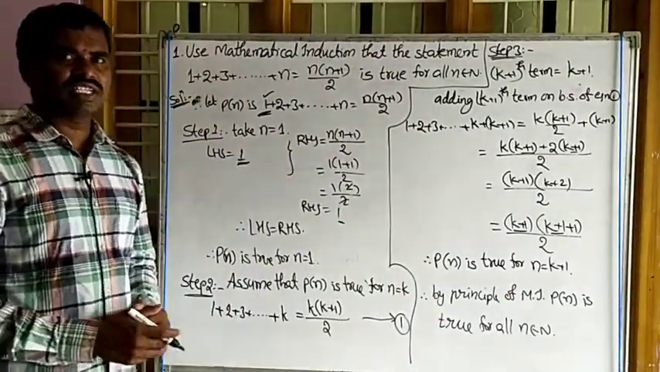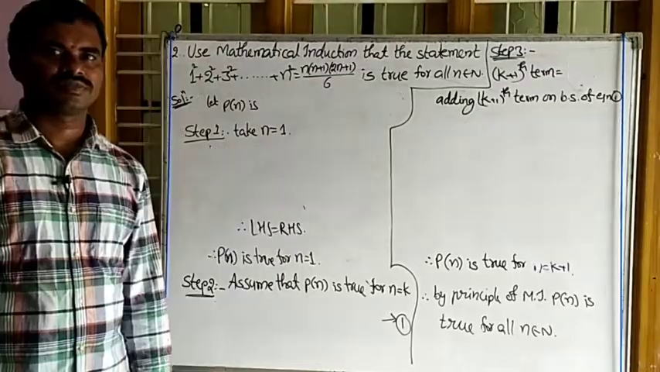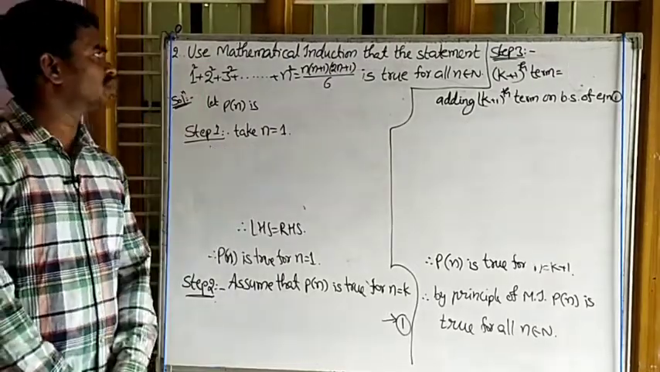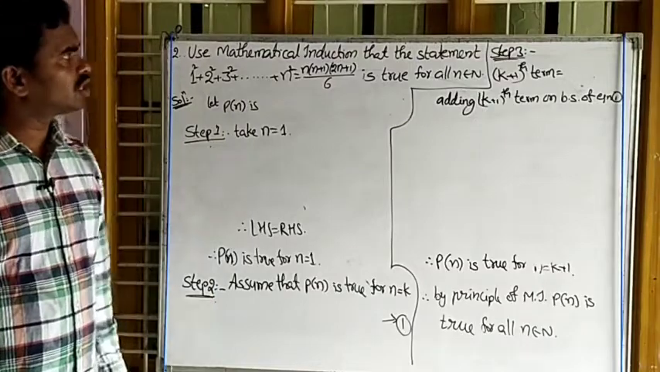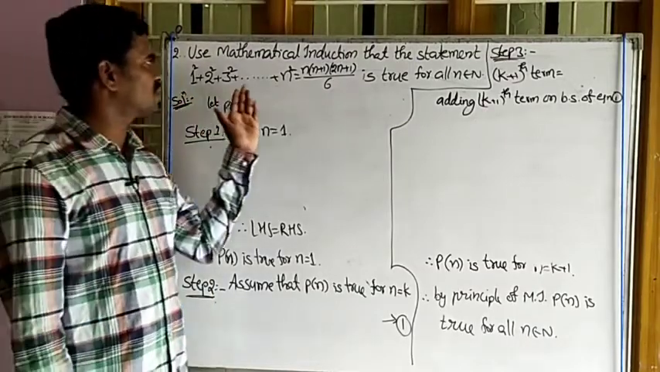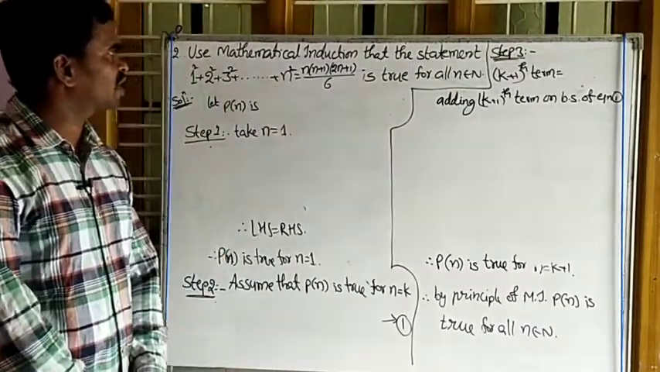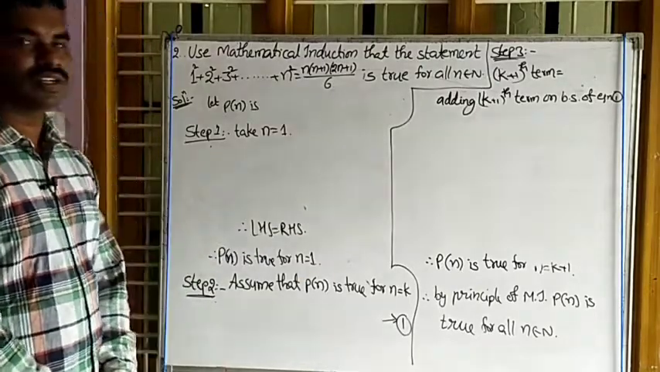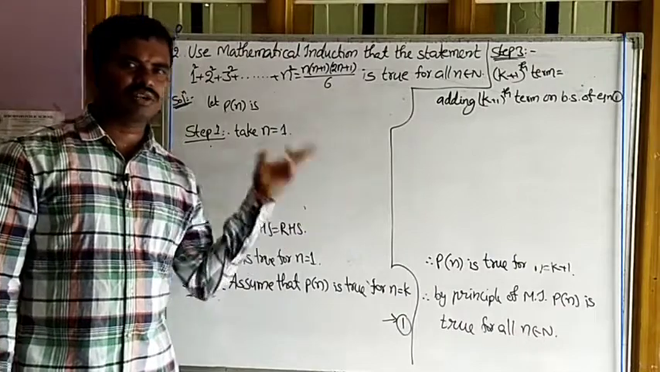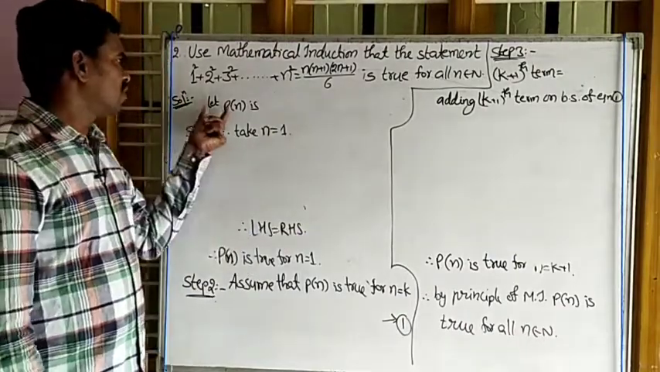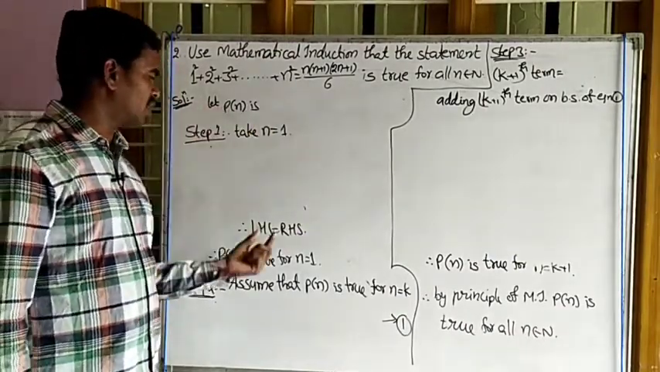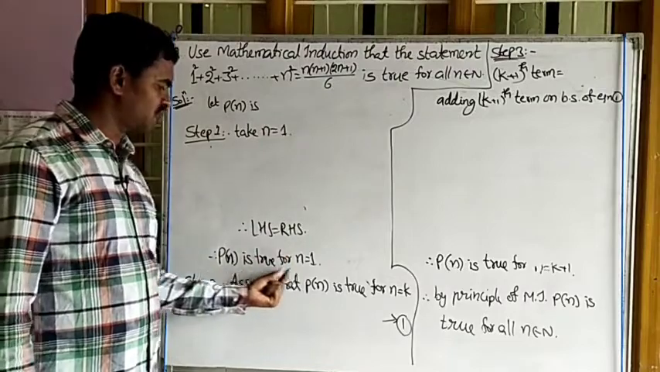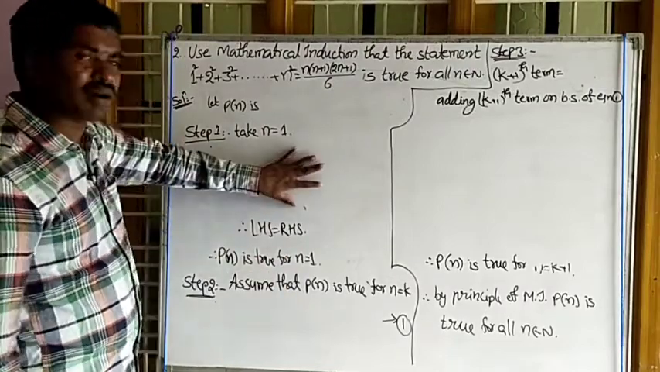Okay friends, let us see the next question. Taking the second question. Prove by mathematical induction that the statement 1 square plus 2 square plus 3 square plus so on plus n square is equal to n into n plus 1 into 2n plus 1 by 6, is true for all n belongs to N. Same type of question. In this chapter all the questions are of the same type. First p of n, take n equal to 1, LHS RHS same, p of n is true for n equal to 1. So in the middle we have to solve.